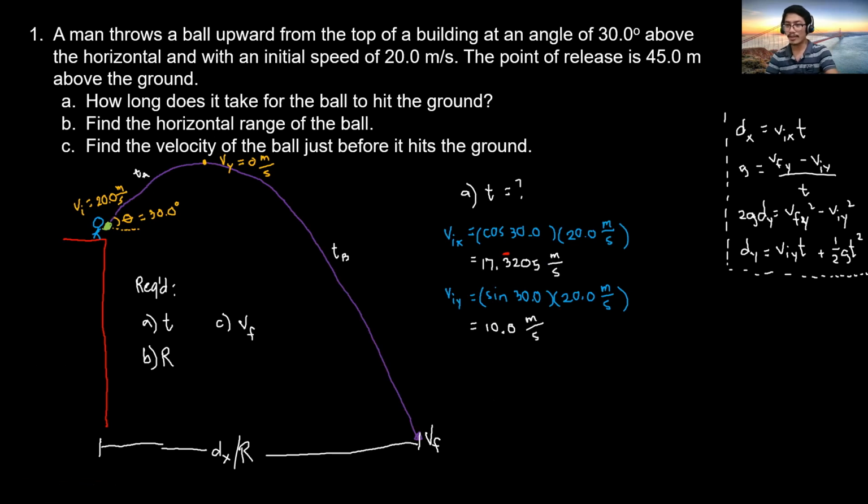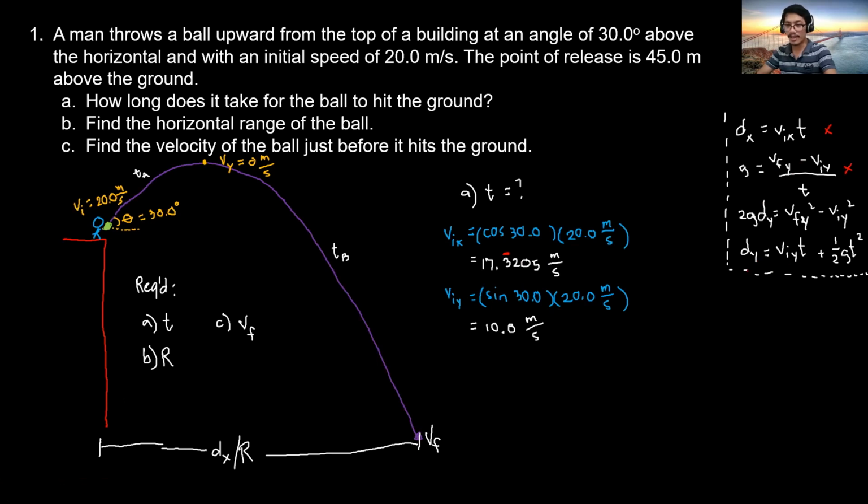Hanap tayo dito saan yung mayroong time. Mayroong time dito sa first equation. However, wala tayong dx. So that means we cannot use this equation. Hindi pwede ang equation na ito. How about dito? Mayroon tayong time. Do we have VFY? Wala tayong VFY. VIY lang ang given. So that means we cannot use this equation.